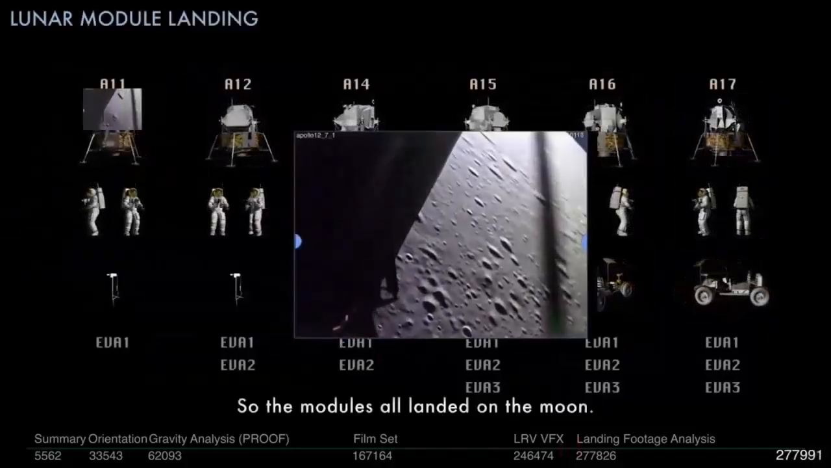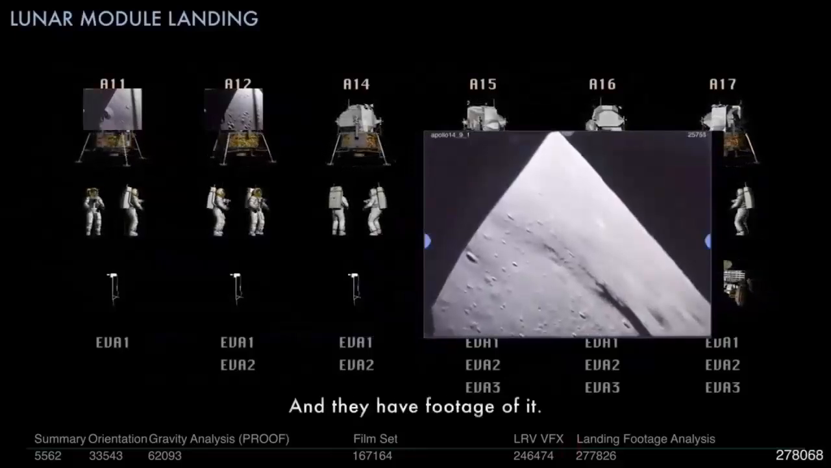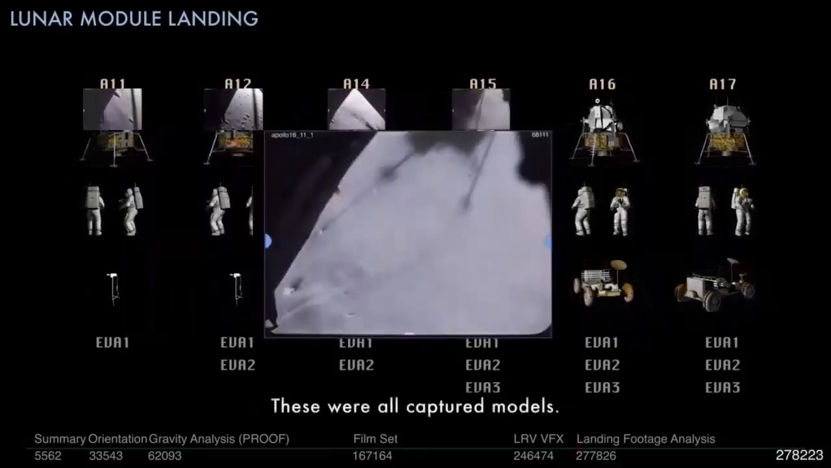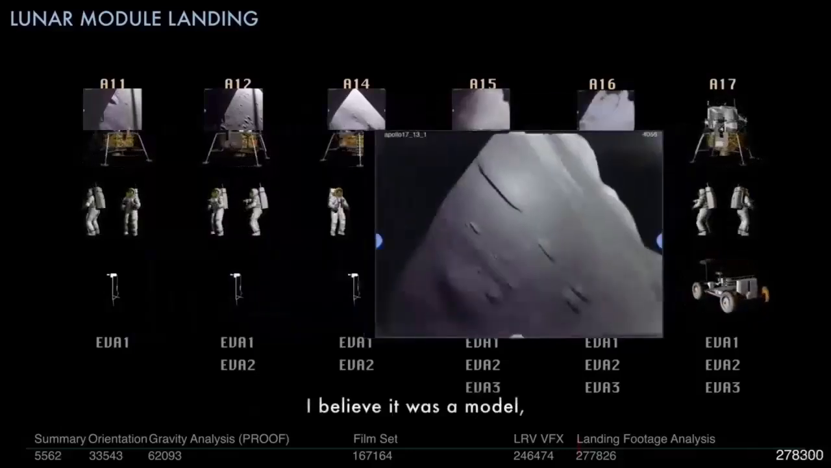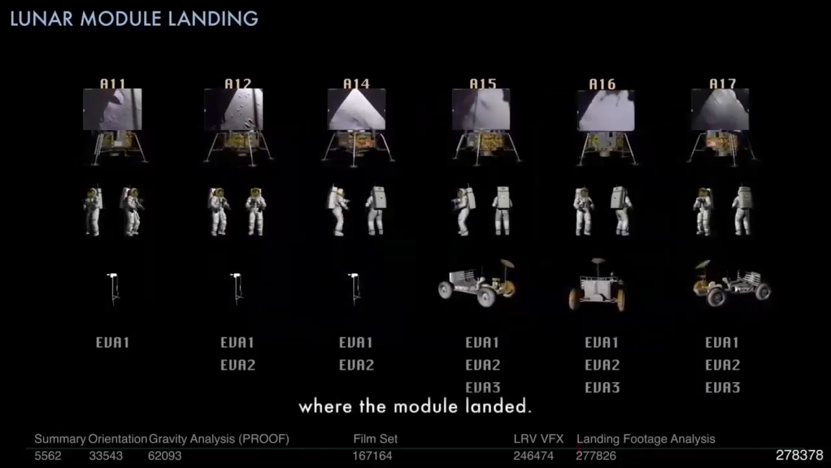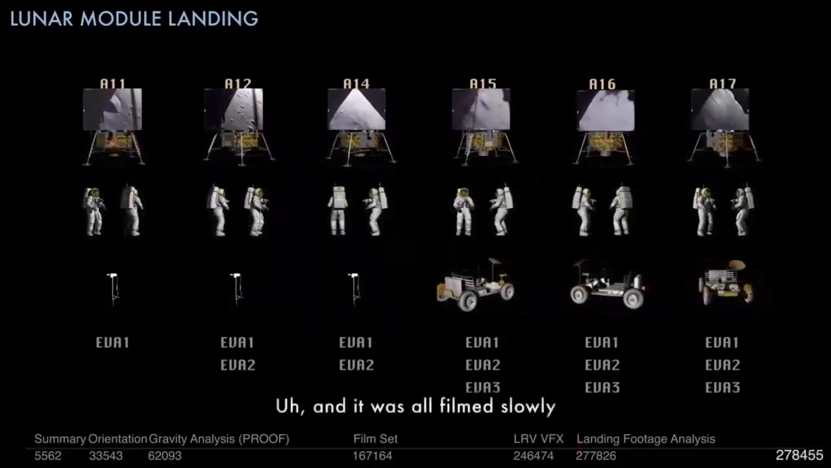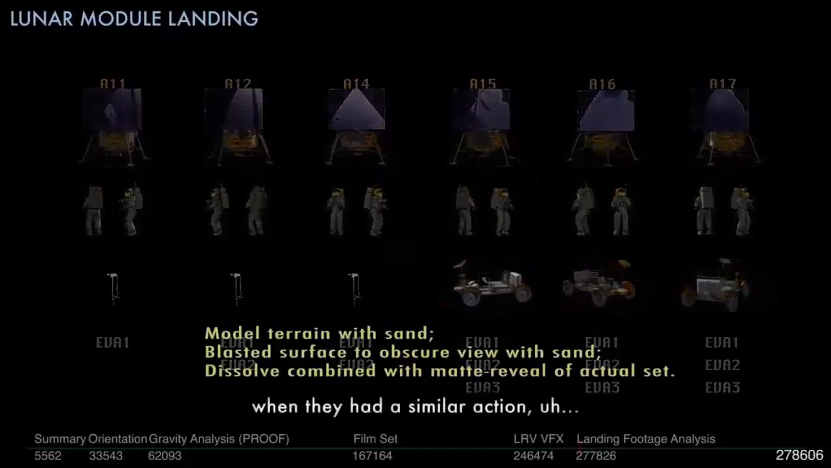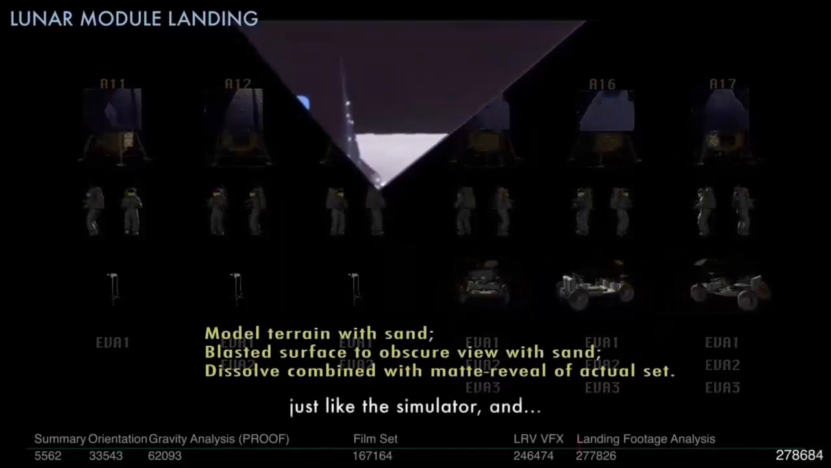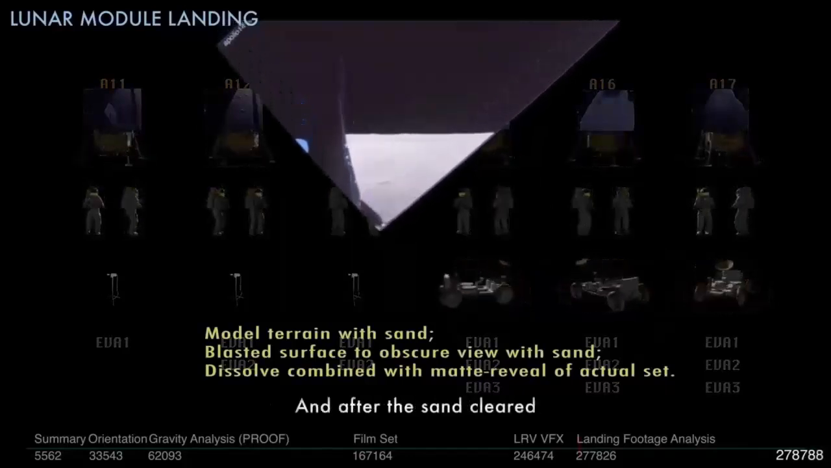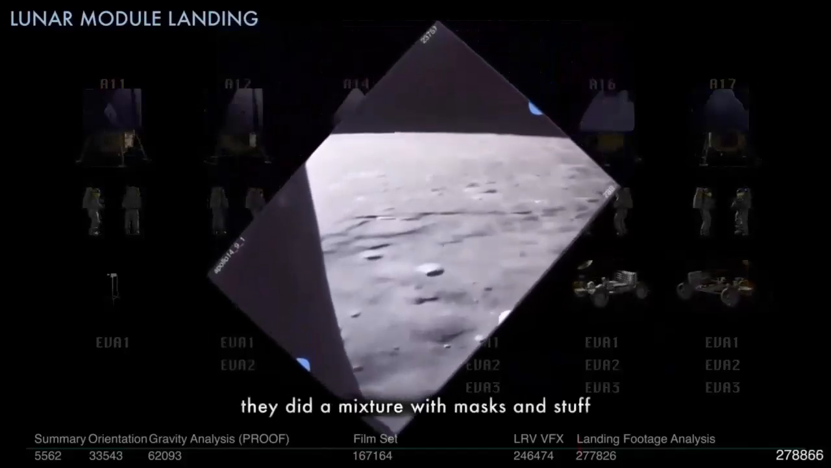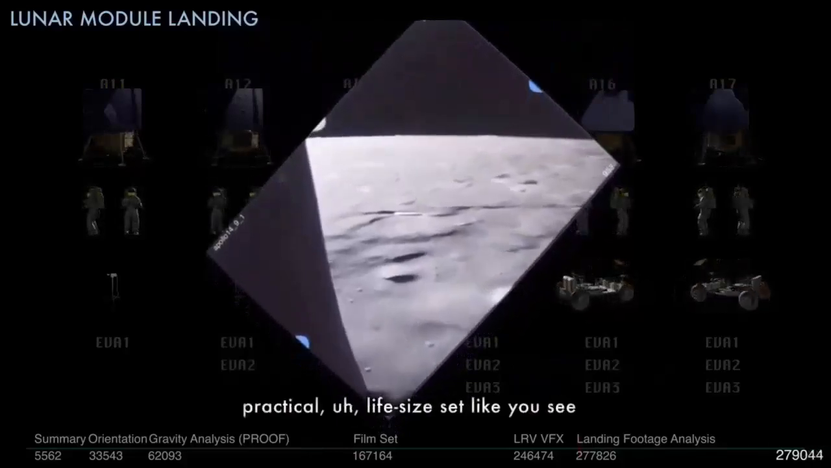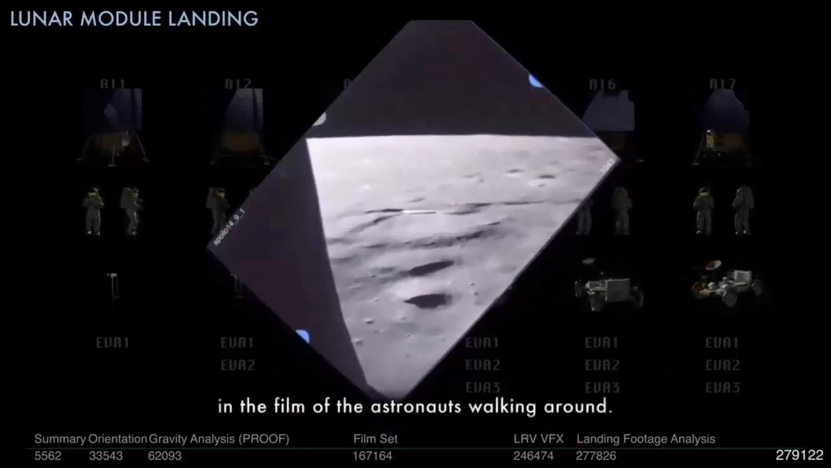So the modules all landed on the moon? Well, they have footage of it. These were all captured models. I believe it was a model with sand on it, certainly where the module landed, and it was all filmed slowly, except for the landing part, when they had a simulator action, just like the simulator, and blasted sand. And after the sand cleared, they did a mixture with masks and stuff, which dissolves to the actual practical, life-size set you see in the film of the astronauts walking around.